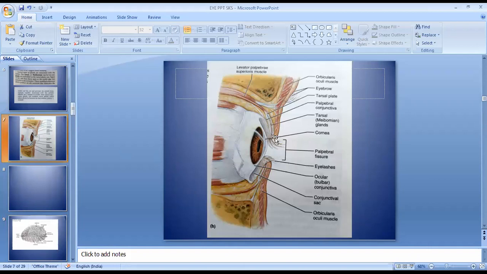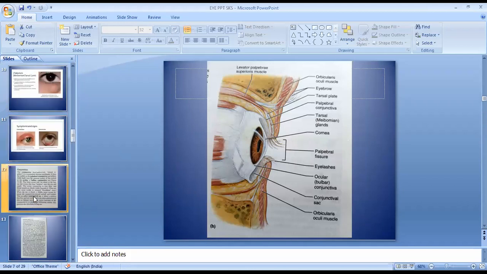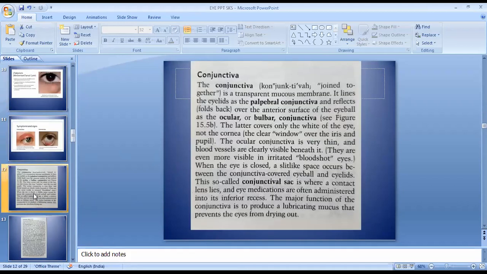So it is over. So this is very important. So meibomian or tarsal glands. Okay. Now the next important layer that protects the external part of the eye is the conjunctiva.